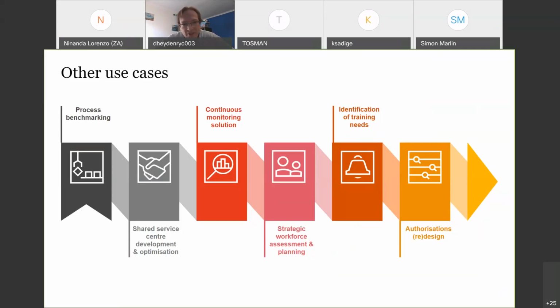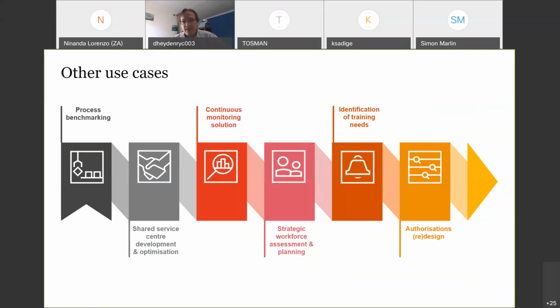A few other ones there: continuous controls monitoring. There are organizations looking at using this tool and capability to almost daily update the data so that they can get daily alerts where non-compliance is happening. From a user point of view, we can see who's using the system in what way, so that can be an input into your strategic workforce planning. If you want to look at how you're utilizing your workforce, you can identify training needs.